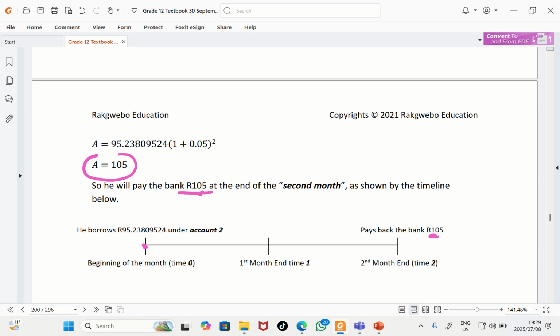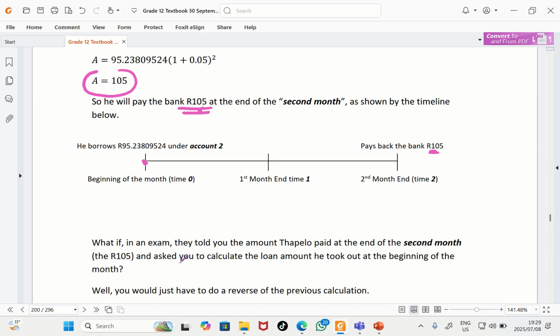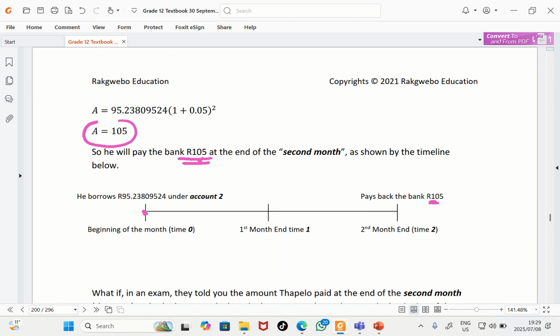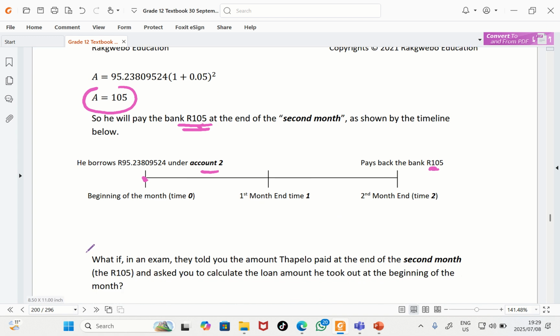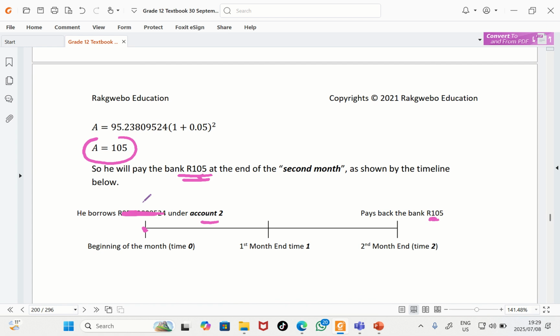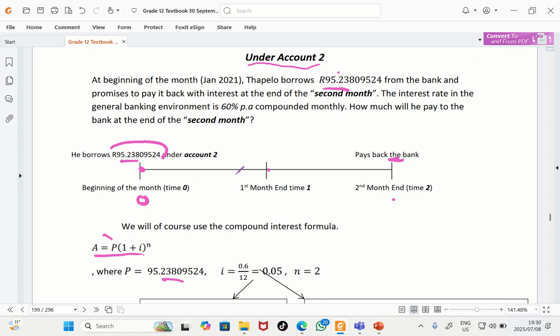But anyways, you guys understand the story. I'm soon going to put the whole thing together, but let's just finish off with account 2. Let's just say in an exam, that's what I wrote there. They don't give you this amount. They tell you this guy is going to pay 105 at the end of the second month under these investment conditions.